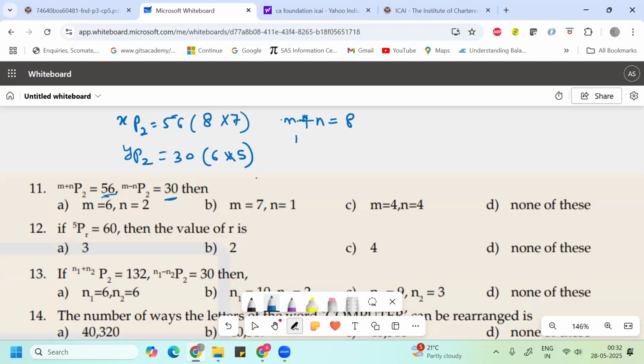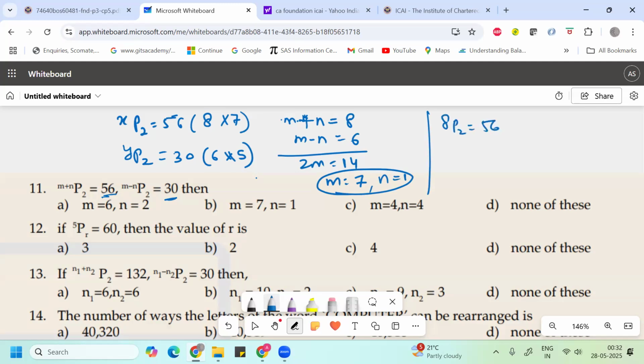m plus n is 8 and m minus n is basically 6. So if I solve this, 2m is equal to 14, so m is 7. So if my m is 7, and m plus n is 8, then my n would be equal to 1. I don't know if I'm correct or not. So if I'm correct, then in that case, if m is 7 and n is 1, then m plus n means 8P2 is 56, correct? And then 6P2 is 30. Okay, so this would be your answer.